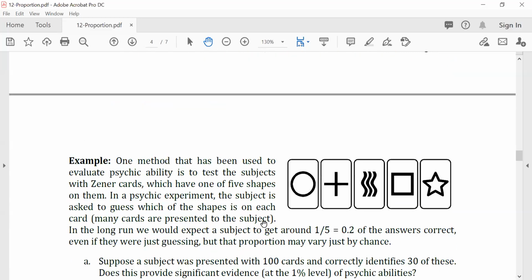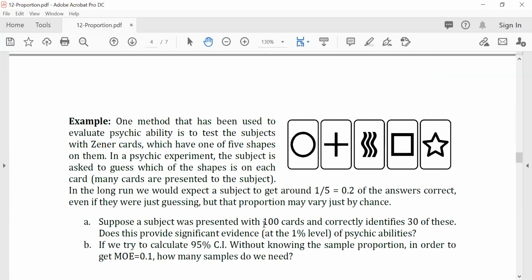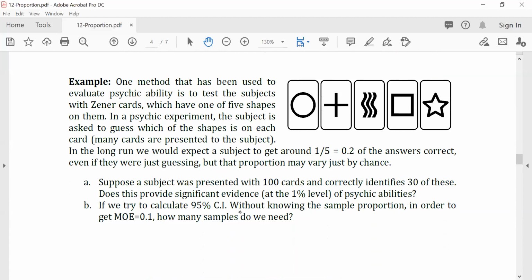Now let's take a look at an example of how we could do it. Again, if you haven't read the example yet, please pause the video here for a second and then resume. Okay, so for part 1, in this example, we try to see whether this person does really provide significant evidence of psychic abilities.